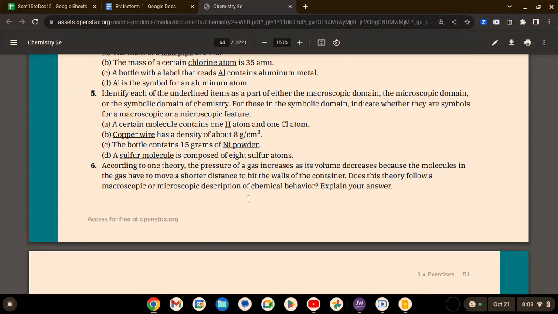Number 5. Identify each of the underlined items as a part of either the macroscopic domain, the microscopic domain, or the symbolic domain of chemistry. For those in the symbolic domain, indicate whether they are symbols for a macroscopic or a microscopic feature. Okay? So, letter A, a certain molecule contains one atom of H and one Cl atom. And it looks like they're underlining the thing. Yeah, the underlined item. So, the H atom. So, we're going to go ahead and do a molecule of HCl.